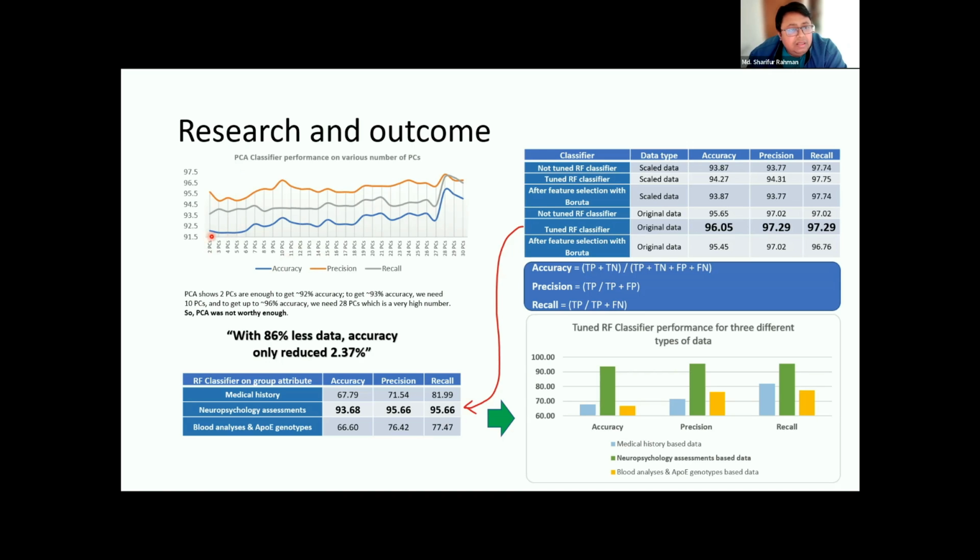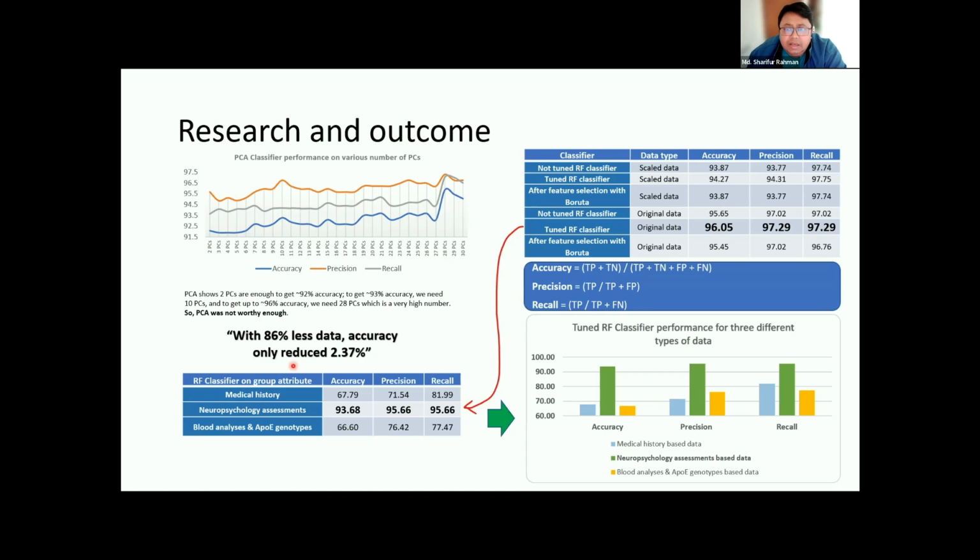92% accuracy. Then we get 93% accuracy with 10 principal components, but to get the 96% accuracy, we had to use 28 principal components. So it's actually a very high number. So with this PC analysis, we couldn't get any specific outcome. It's not worthy enough. So we use the traditional process now.